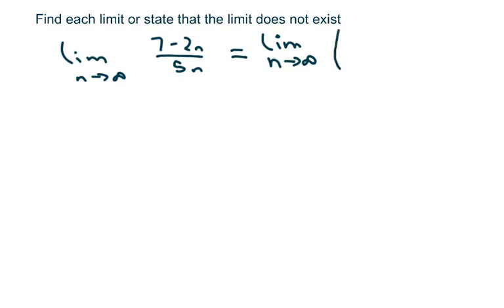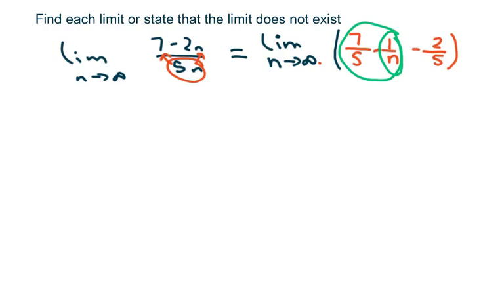I'm going to break this up and put the 5n under each piece here. So I can break this up as 7 over 5 times 1 over n, and then minus 2 over 5. Now, we already learned in the previous video that the limit of 1 over n as n approaches infinity, or a huge number, equals 0.